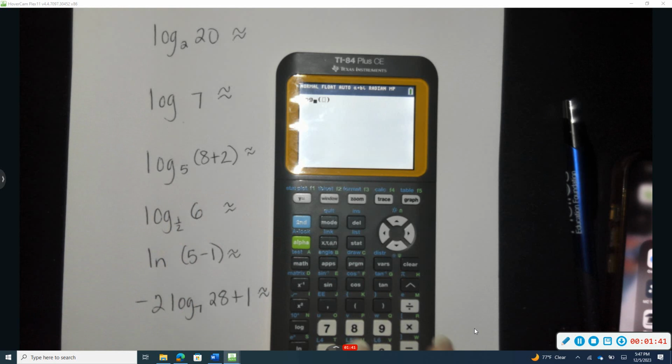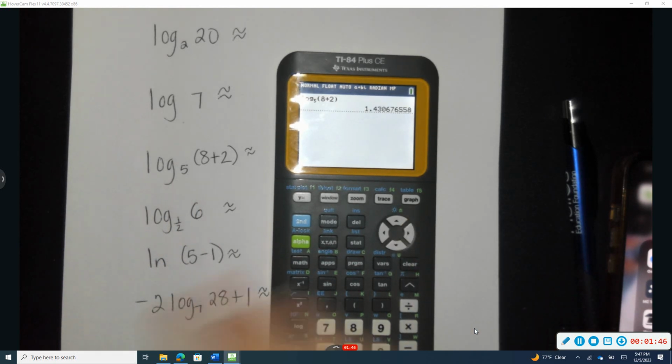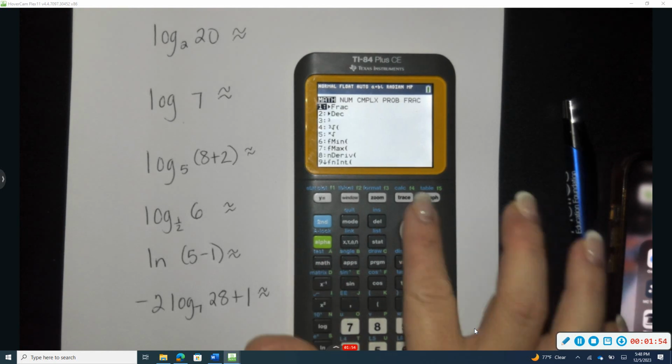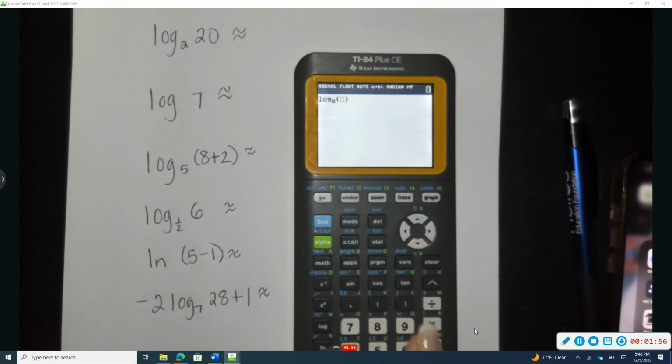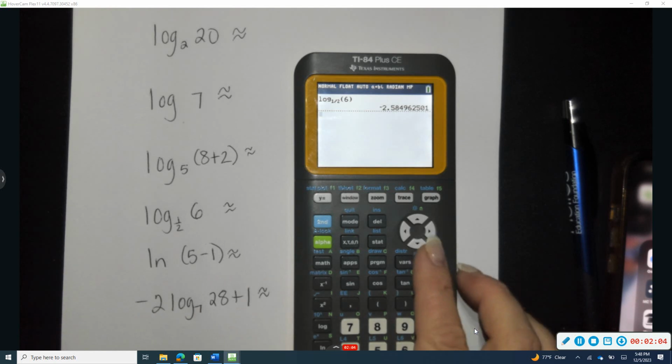All right, so I have a base of 5. Now, this time the 2 is included with the 8, 1.43 approximately. Whenever I plug in a number that's a fraction in value, I'm going to put it in parentheses. So I'm going to plug in 1/2, placing it in parentheses, and then behind is going to be 6. We have approximately negative 2.58.